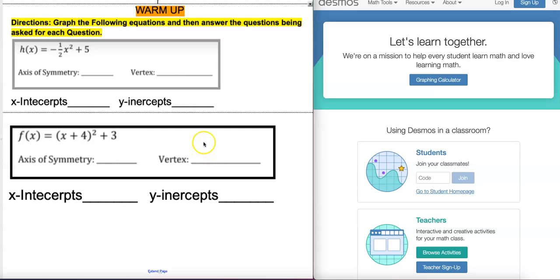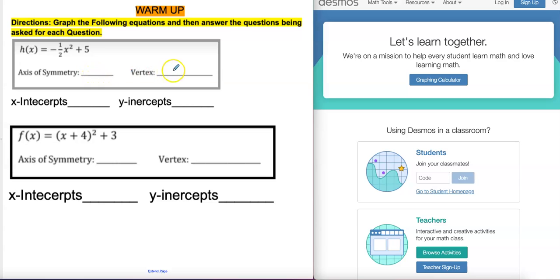So the warm up for today says, directions: graph the following equations and then answer the questions being asked for each question. If I look below, the first question I see in this highlighted box says, given h of x is equal to negative 1/2 x squared plus 5, list the axes of symmetry, the vertex, the x-intercepts, and the y-intercepts.